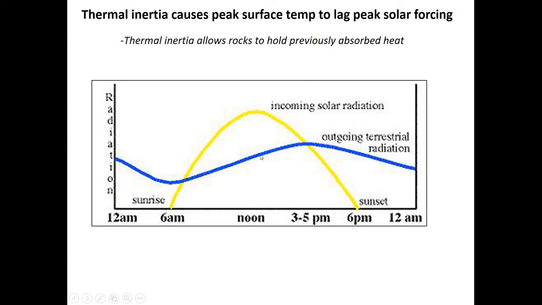So that's a really good example of thermal inertia. It's also a good example of how we think of surface temperature almost always in terms of how it relates to solar forcing, right? Because it's the sun that is really warming and then allowing surfaces to cool over time.